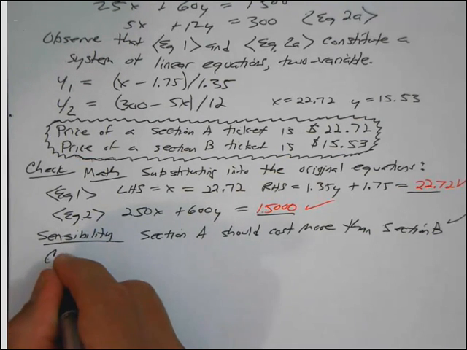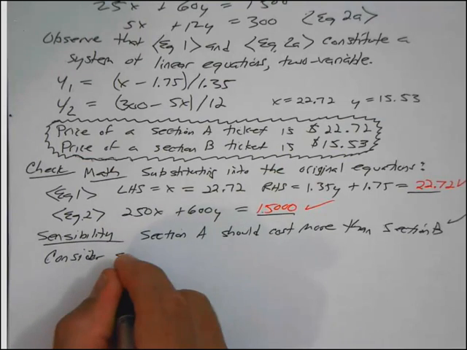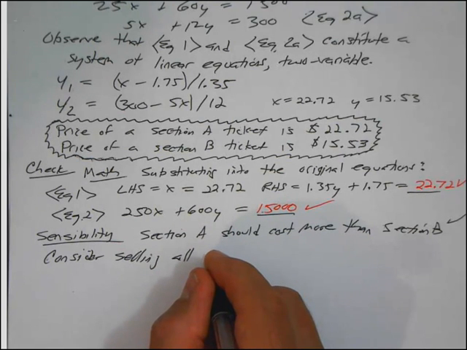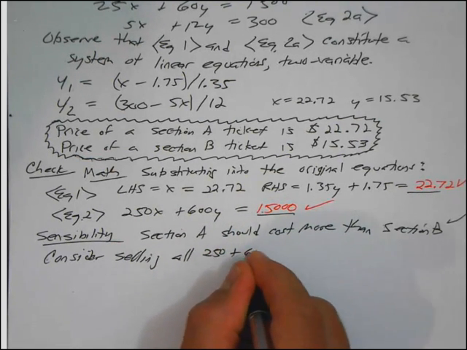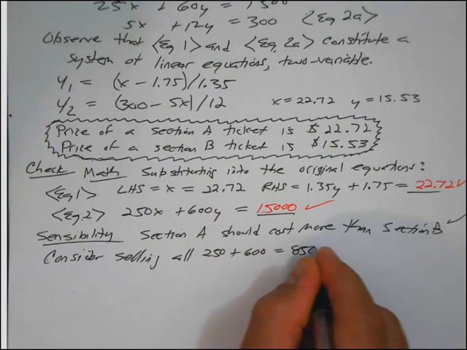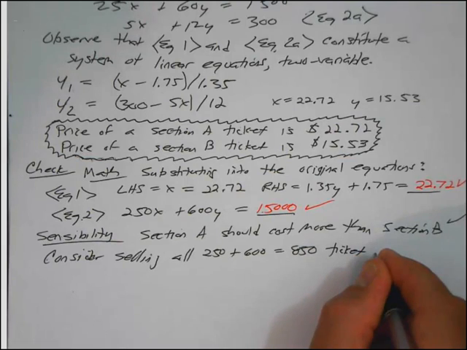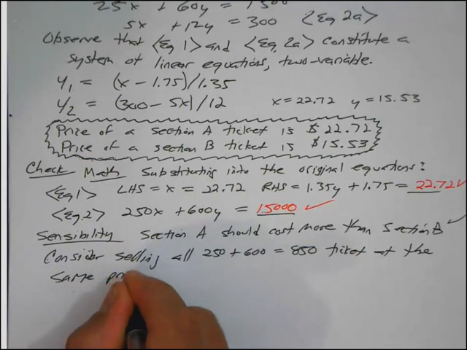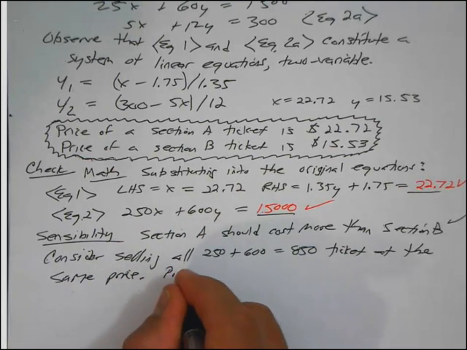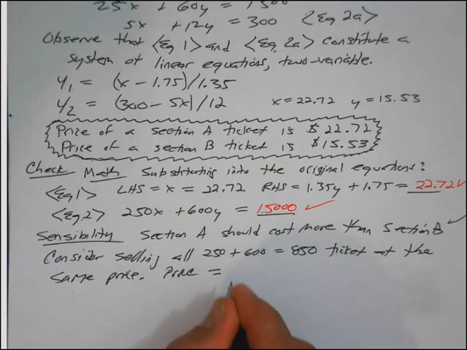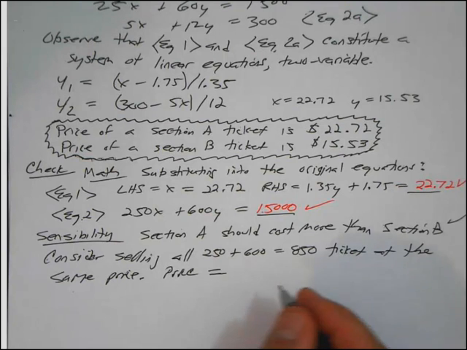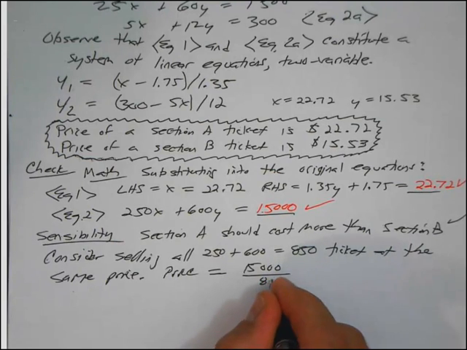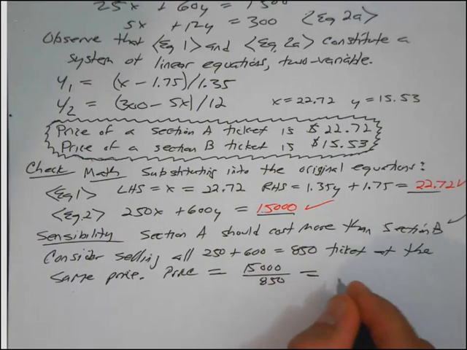Okay, so consider selling all. Now, how many tickets are there? There's going to be the 250 plus 600 equaling 850 tickets at the same price. What would the price be? The price would equal, well, you take your $15,000 of receipt money, divide it by the 850, and see what you come up with.